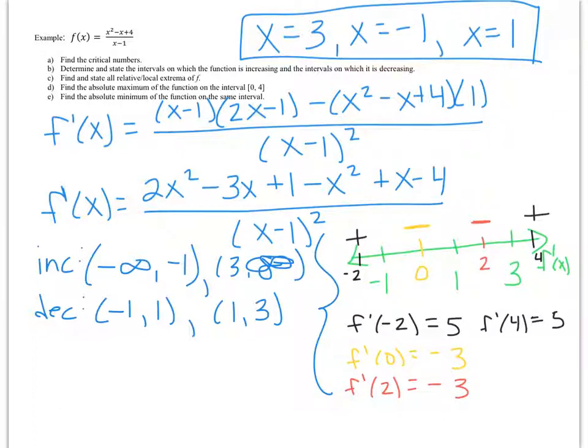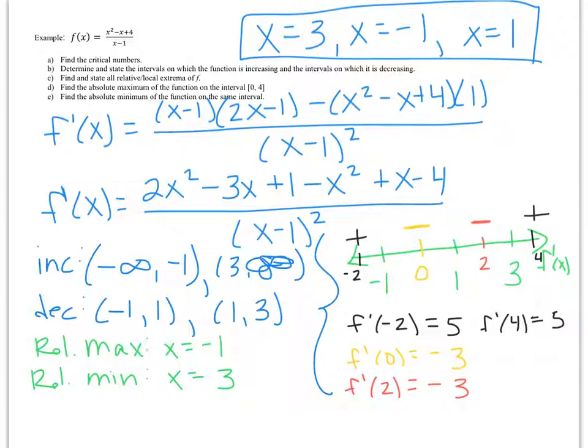Next, it asked for my local and relative extrema. So I know when the derivative changes from positive to negative, I have a relative max. So I have a relative max when x equals -1, and I have a relative min when x equals 3, when it changes from negative to positive. Now to find my absolute max on the interval from 0 to 4, I need to plug all of those in.